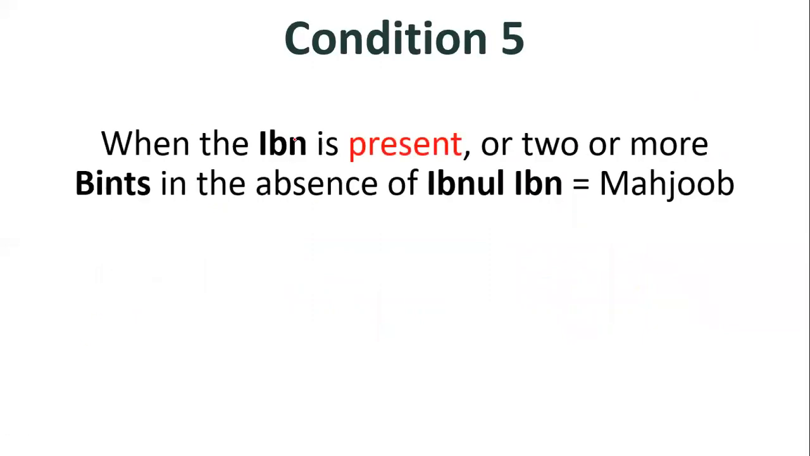So it's condition number 4. Condition number 5, when the Ibn is present. So there are 2 situations in which the Bintul Ibn is mahjub, receives nothing. One is when the Ibn is present, which is very straightforward. And the second part of the condition is 2 or more bints in the absence of Ibn al-Ibn, which we'll go over inshallah.